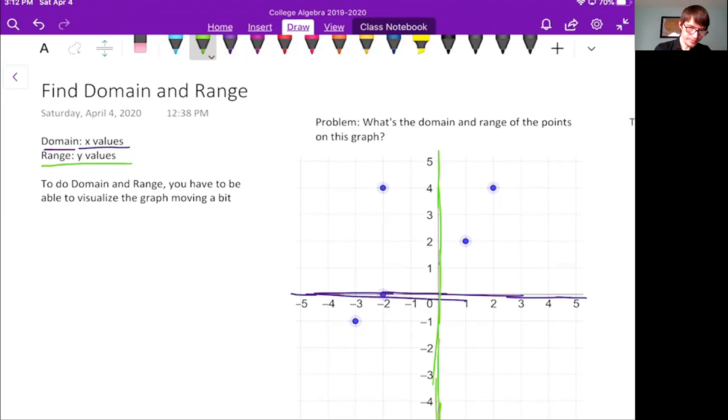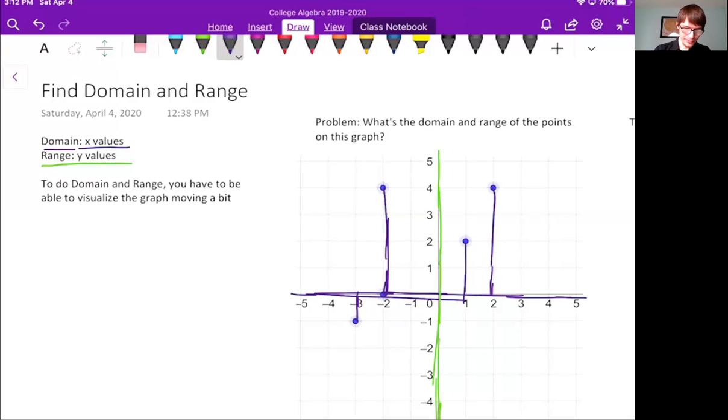To find the domain, think about all of these blue points being magnetized to the domain. So this point gets magnetized to the x-axis. This point gets magnetized to the x-axis. They get shot down. This gets magnetized to the x-axis. This gets magnetized to the x-axis.